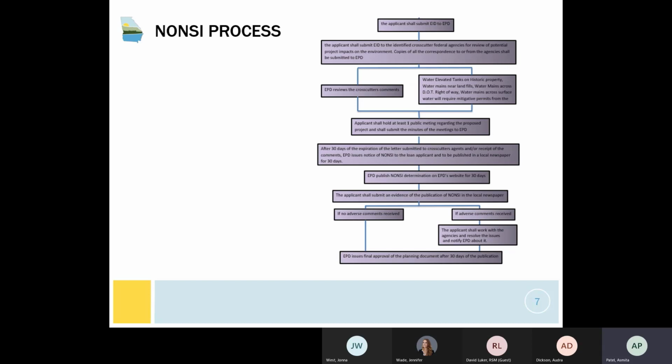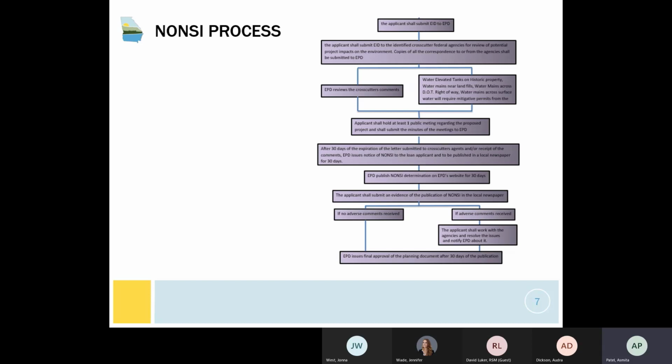If there are any adverse comments, same process. Applicants shall work with the agencies, or if they have any comments from the public, work with them, mitigate the measures, resolve the issues, notify EPD, and finally EPD will issue a final planning approval document. Non-CE is a little bit longer process.